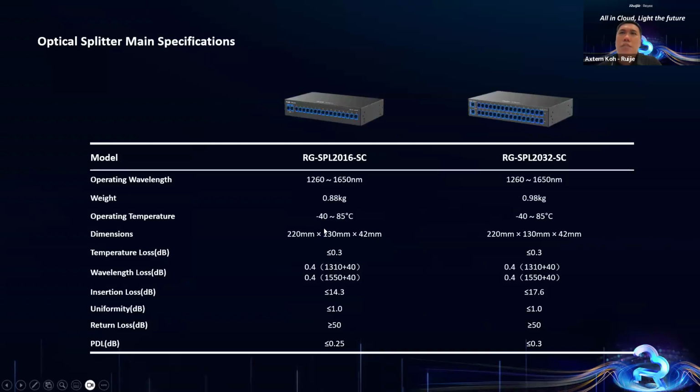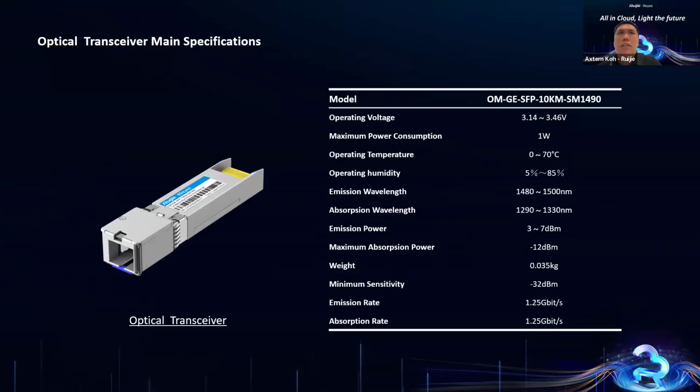This is the splitter information. We have two splitters right now: one splits to 16, one splits to 32. This is passive equipment and needs no power, just fiber distribution, which splits the fiber from 1 core to 16 cores or 1 core to 32 cores. We have two models right now. This is a PON transceiver, and this is the part number.